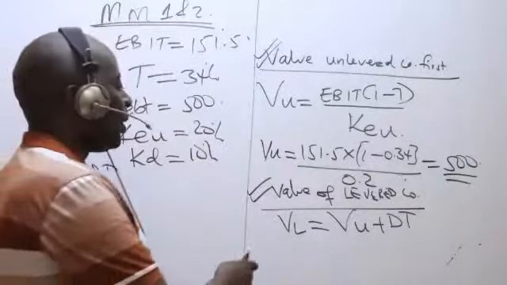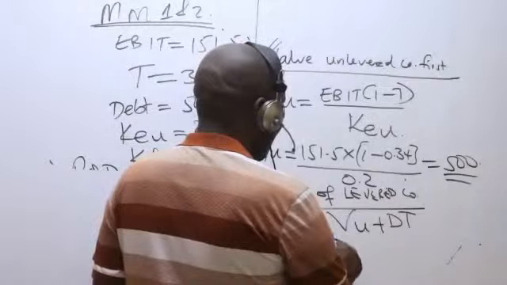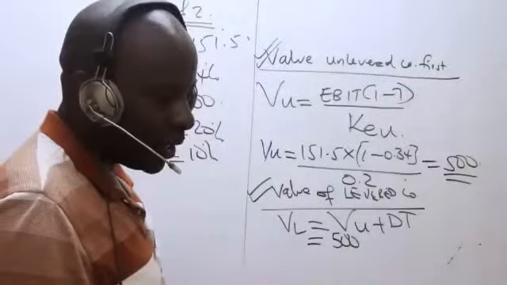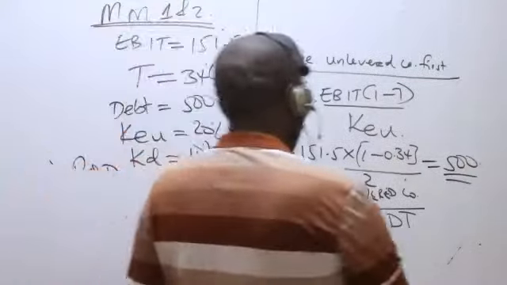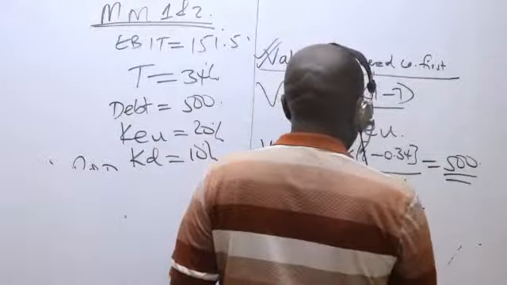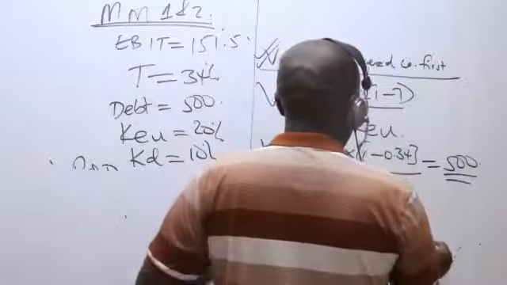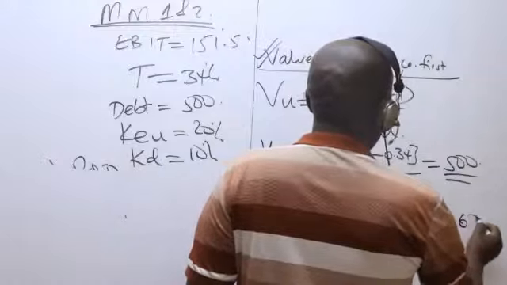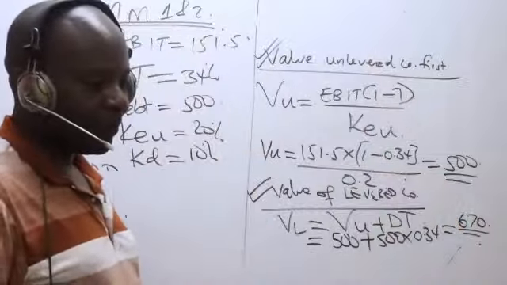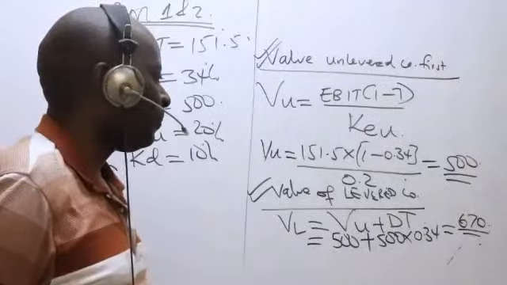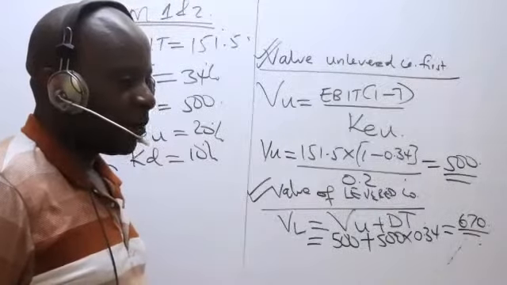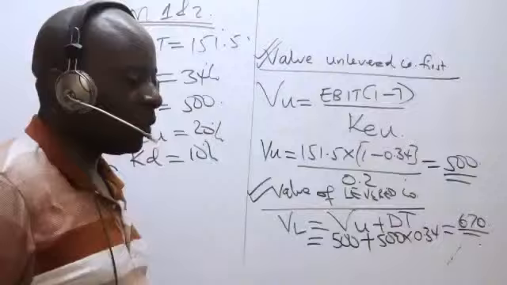And you have told me that the value of unlevered here is 500, the one that you got up here, which I'm seeing somebody saying is 499, which is okay. So 500 plus D, which is what here? Debt is 500 here, times the rate of tax, which is 0.34. I'm seeing somebody giving me 600, and who? 670. 670. All right. So after that, what do you think will be the third step?